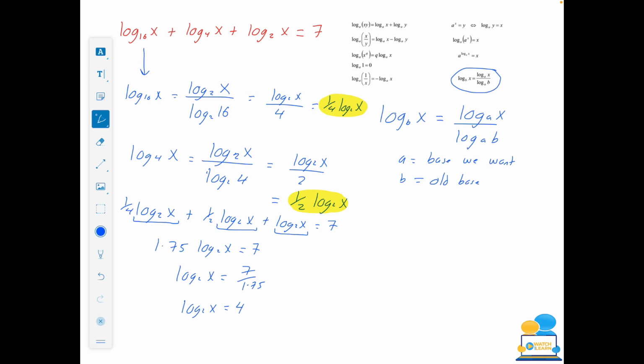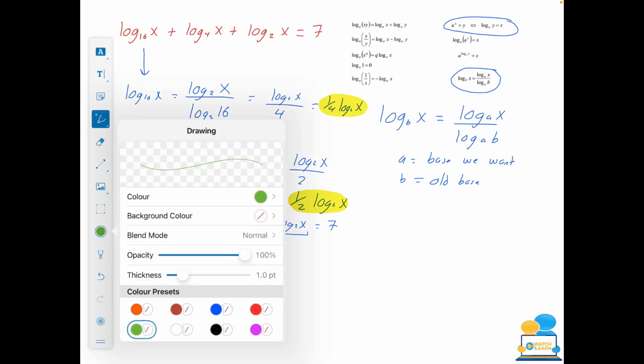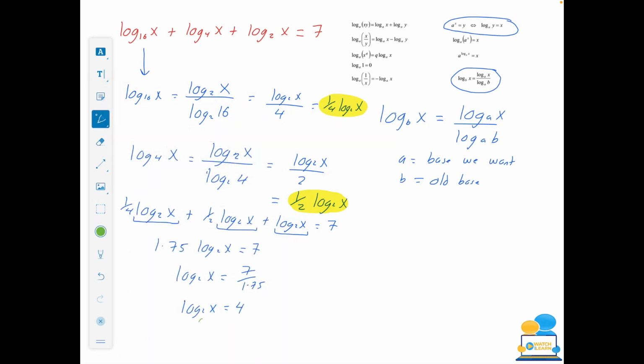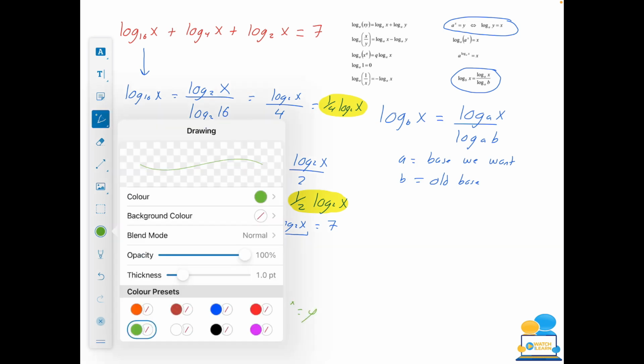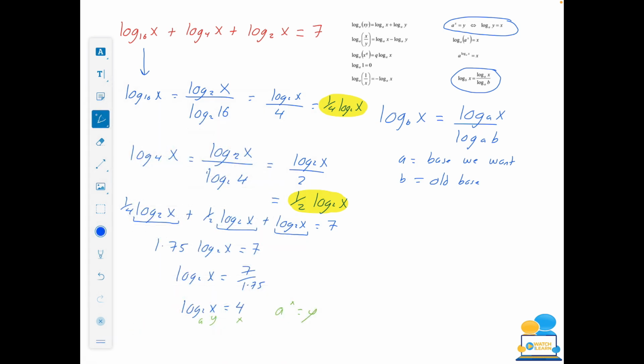Okay, now here we're going back to that important rule again. I'm looking for x, but that x is stuck inside the log, so I need to use this formula to get it out of it. I'm just going to label my different parts here. So this is my a, this is my y, and this is my x, and we're going to change it into a to the power of x is equal to y. So it'll be 2 to the power of 4 is equal to x. 2 to the power of 4 is 16. So x is equal to 16.